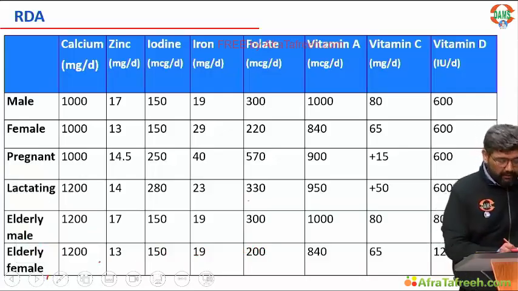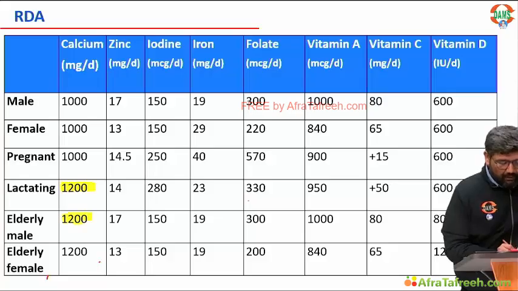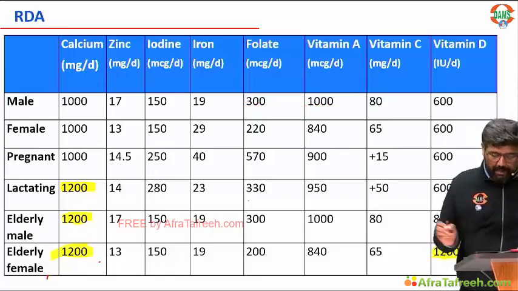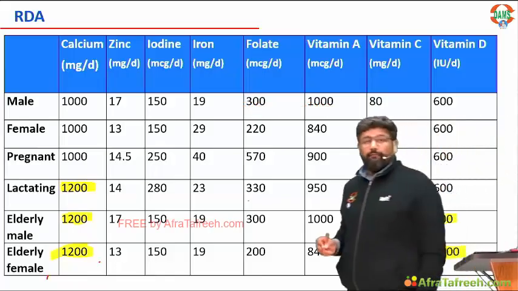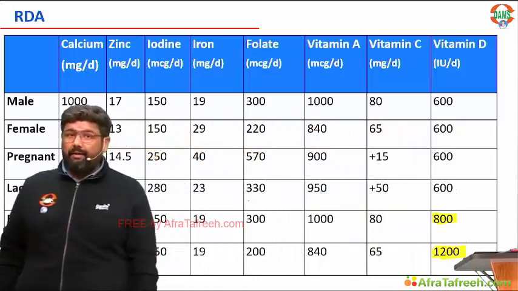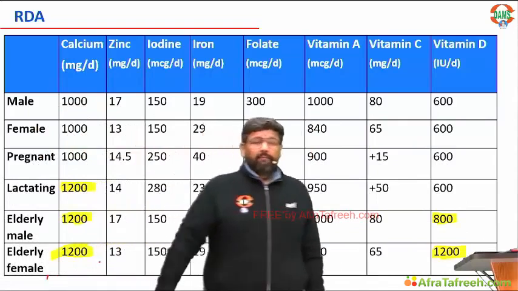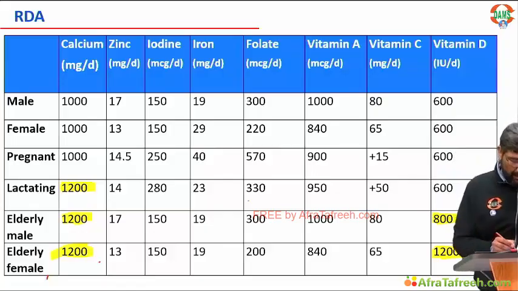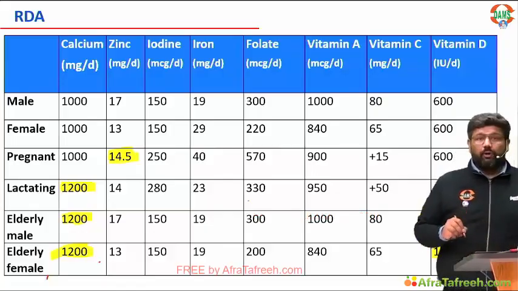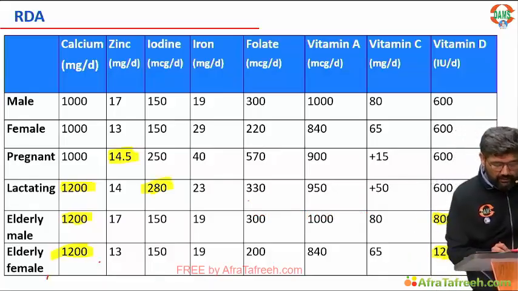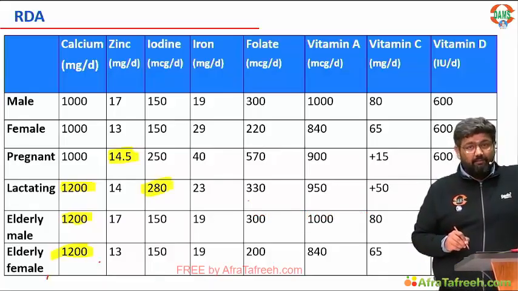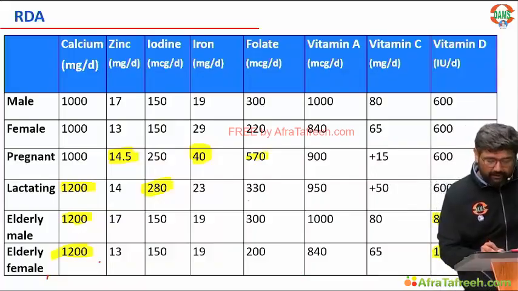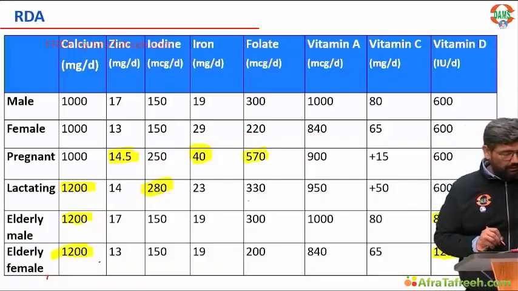Lactation, elderly, male and female require more calcium. Apart from calcium, elderly require more vitamin D as compared to young. If I compare a non-pregnant, pregnant and lactating female, then zinc is required mostly by a pregnant woman. Iodine is required maximum by a lactating woman. Iron is required maximum by a pregnant female. Folic acid, pregnant.